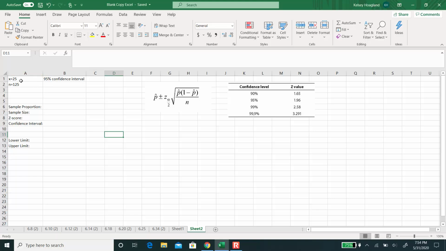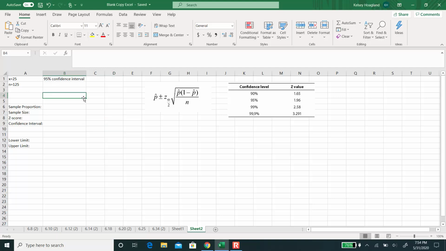So right here is what would be stated in the problem. You're going to have x and n, so n is your whole sample of people. In this case, it's 125, and 25 is the number that you're actually testing, so the proportion of the whole. And for this example, we'll use a 95% confidence interval. So those are the only three numbers you need to be given to do your problem.